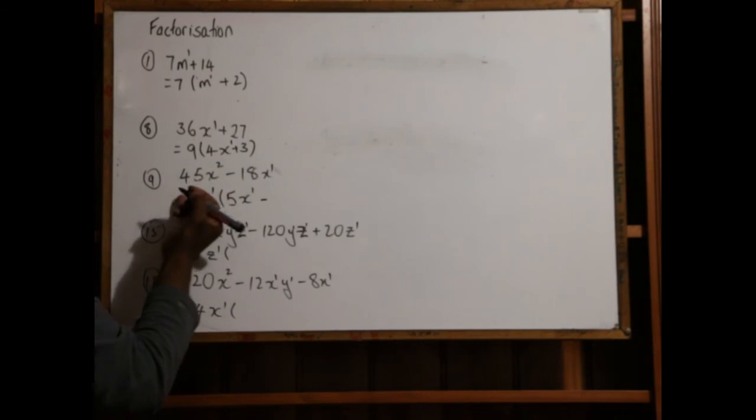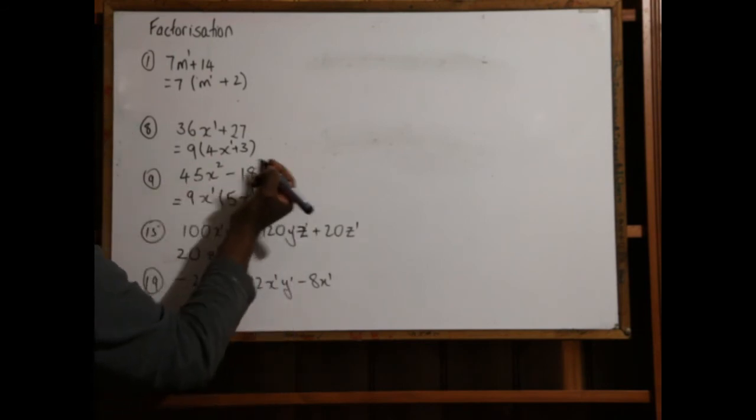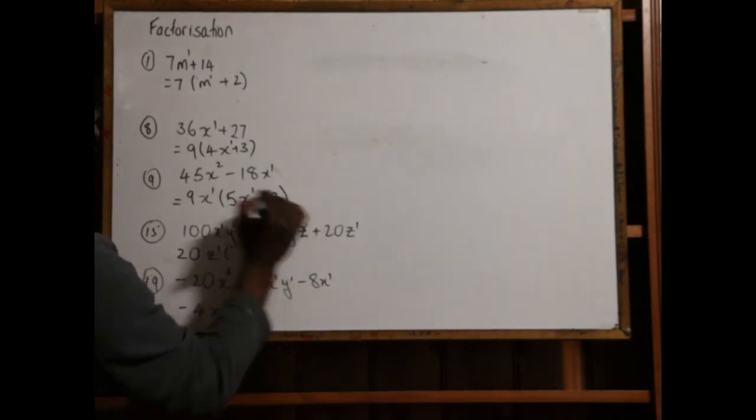Minus 18 divided by 9 is 2. We've got X1 here, we've got X1 here. We don't require any more X's.